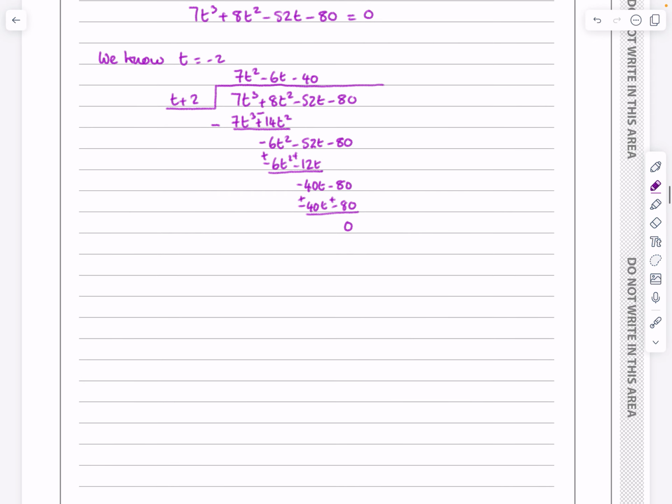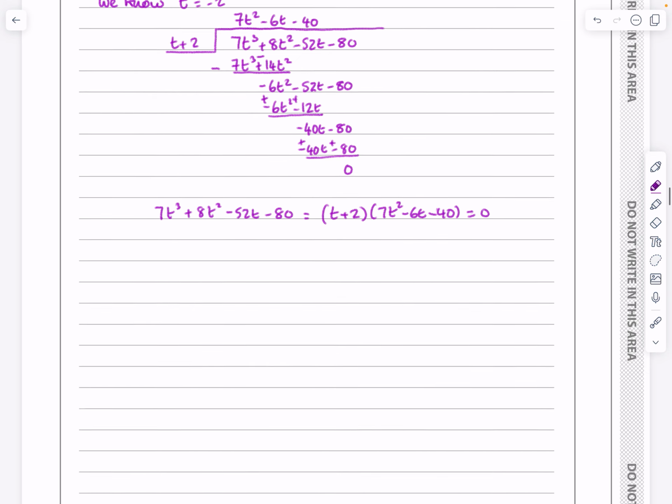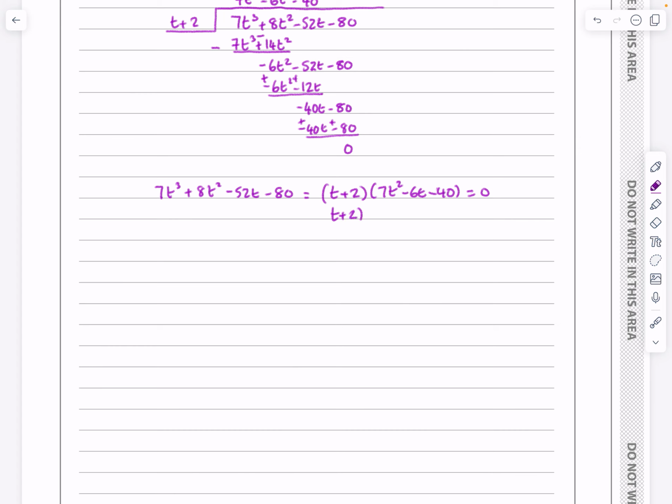What we can now do is say that 7t cubed plus 8t squared minus 52t minus 80 equals 0 equals t plus 2 times 7t squared minus 6t minus 40 equals 0, and we can now factorize that. I'm going to do this really quickly and I'll explain why in a second. Factorizing that is 7t minus 20 times t plus 2 equals 0. I'm going to focus on that answer there. 7t minus 20 equals 0, which gives me t equals 20 over 7.